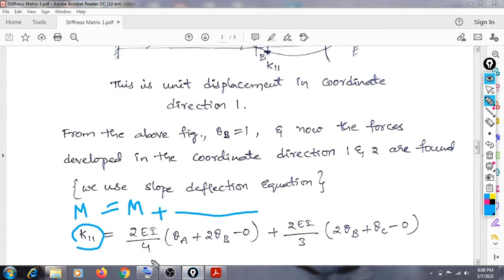But here we are dealing only with thetas, so we are writing K and ignoring these two moments here. Later we are going to deal with these two moments, but here we are considering only K, so consider only theta A. This is the first span and this is the second span. These are the general slope deflection equations that we know. So K11 is equal to 2EI by L times 2 theta A plus theta B minus 0, and coming to the second span, 2EI by L times 2 theta B plus theta C minus 0.